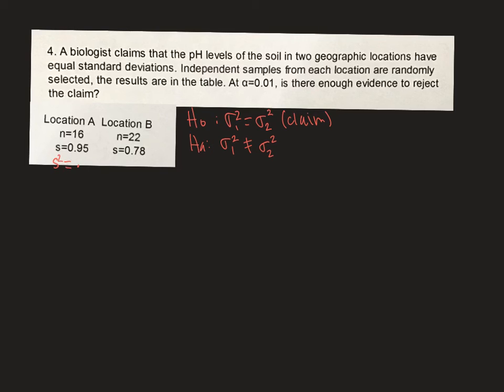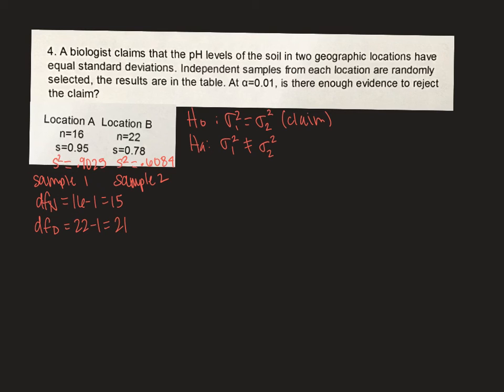So 0.95 squared is 0.9025. 0.78 squared is 0.6084. So remember, you want your bigger variance to be your sample 1. So sample 1 is location A, sample 2 is location B. So my degree of freedom for my numerator is going to be 16 minus 1, or 15. My degree of freedom for my denominator is going to be 22 minus 1, or 21.